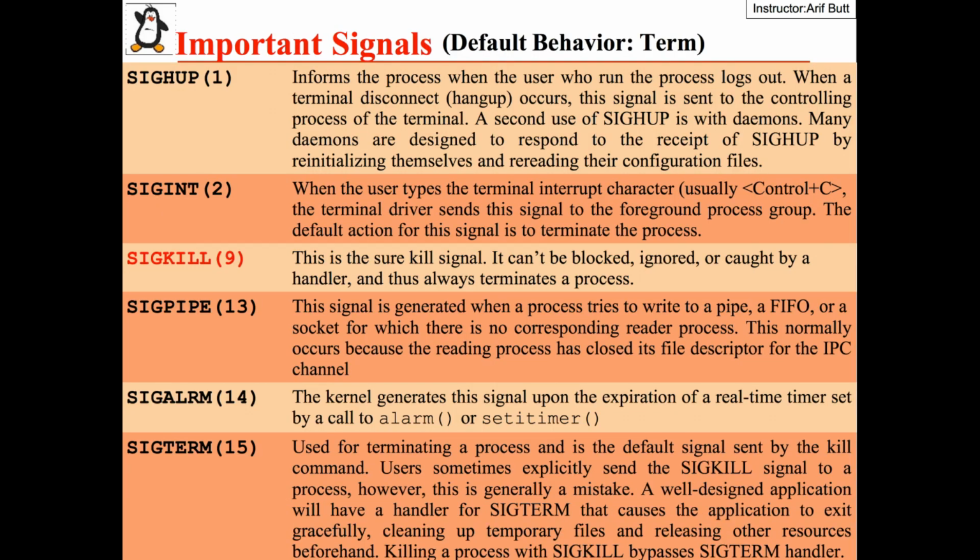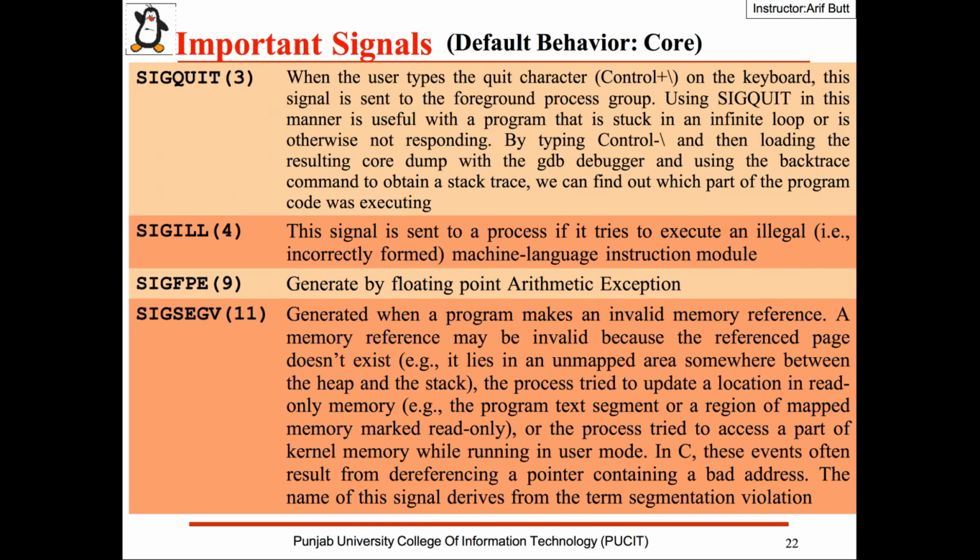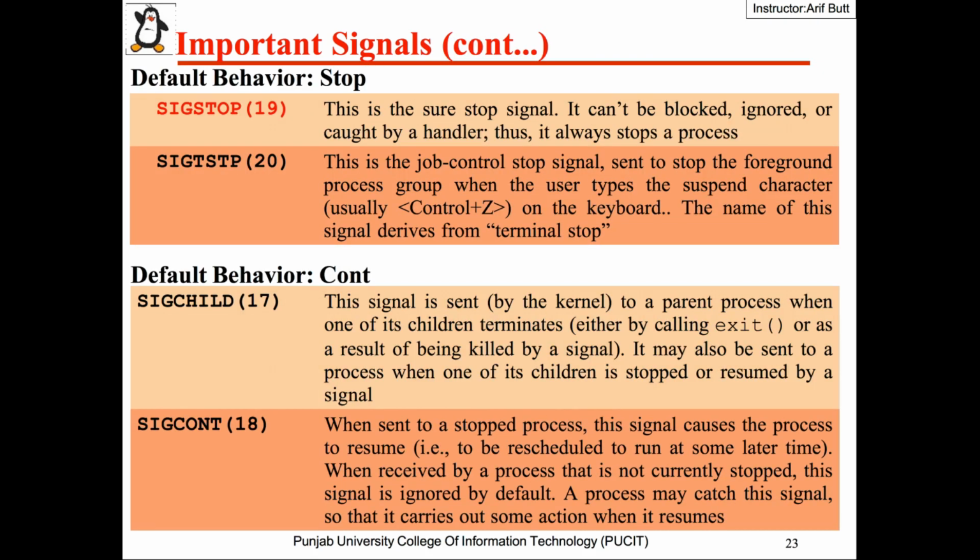These are the signal dispositions. Some of the important signals whose default behavior is term are mentioned on this slide. SIGHUP, SIGINT, SIGKILL, SIGPIPE, SIGALRM, and SIGTERM. Their default behavior is to terminate the process without generating the core dump file. And these signals will terminate the process as well as generate the core dump file. SIGQUIT, SIGILL, SIGFPE, and SIGSEGV. And the default behavior of these two signals is to stop the execution of the process, that is SIGSTOP and SIGTSTP, and these two signals will continue the execution of the stopped processes, SIGCHLD and SIGCONT.